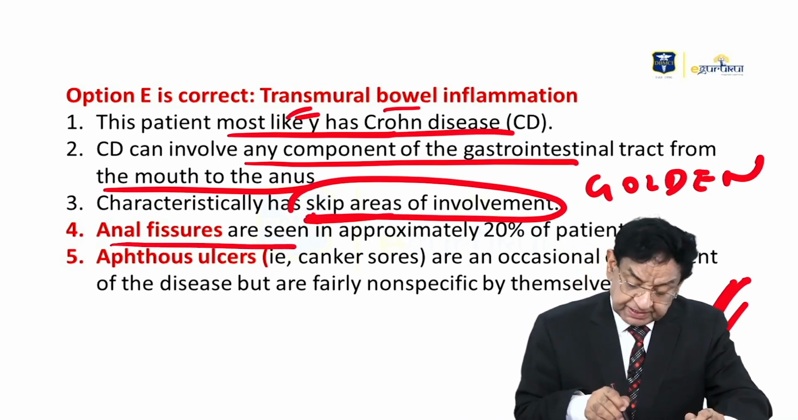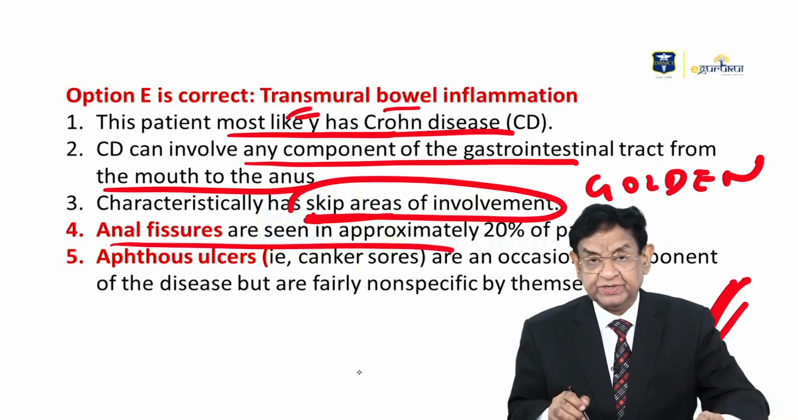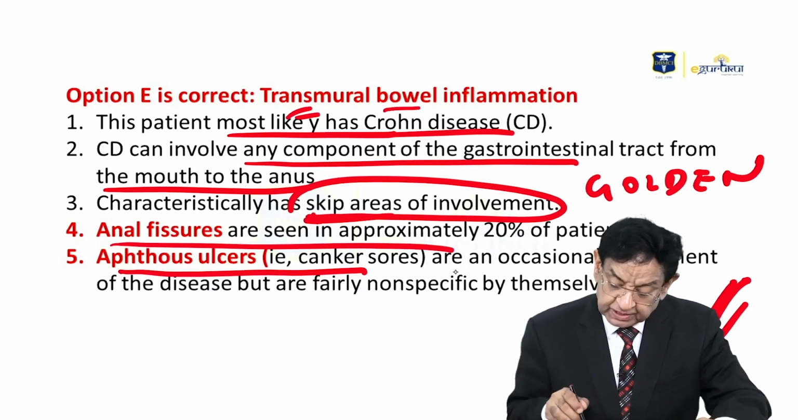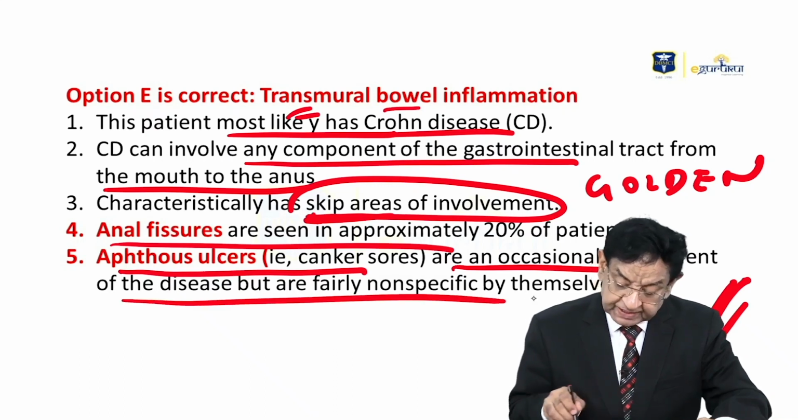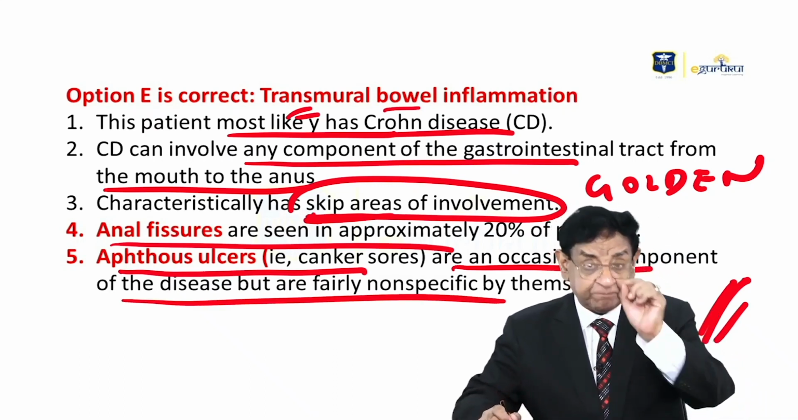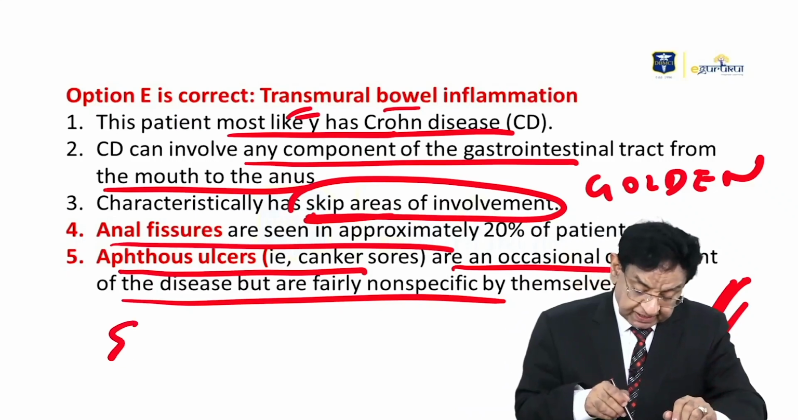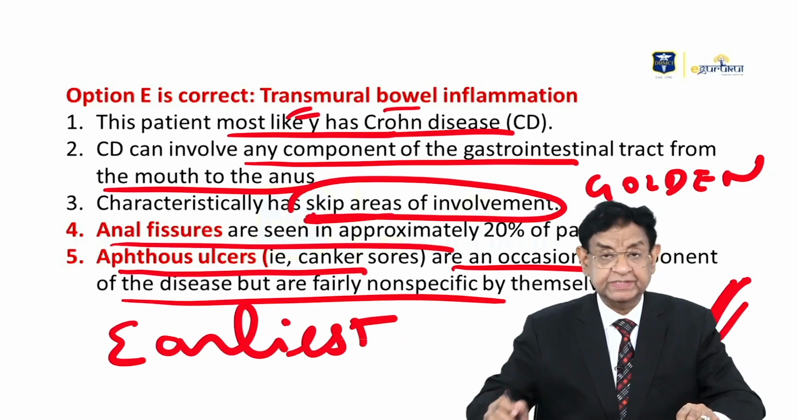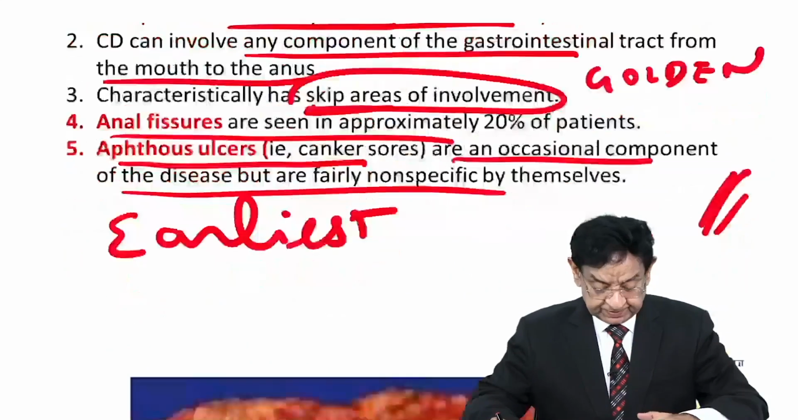Anal fissure is seen in 20% of cases. In this case also recurrent fissures are there. Aphthous ulcer, so-called canker sore, is an occasional component, but they are fairly non-specific by themselves, but they are one of the earliest features of Crohn disease, although non-specific.